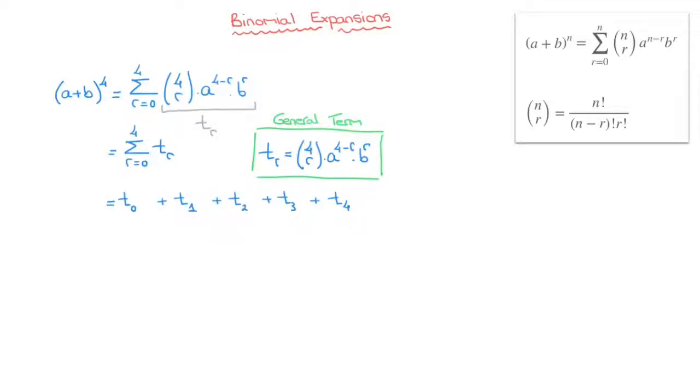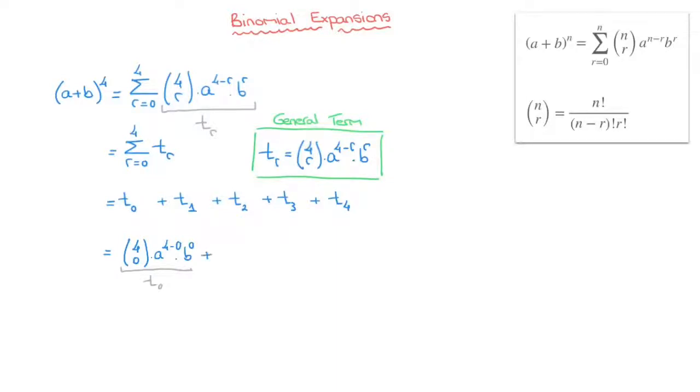And for that, I use the general term that I boxed in green here. In each case, all I need to do is replace every r I see inside this expression by the corresponding r value inside each term. So for the first term, t0, r is equal to 0. So I replace every r that I see by 0. That's the binomial coefficient 4 choose 0 times a raised to the power of 4 minus 0 times b raised to the power of 0. And that's the first term, t sub 0, taken care of.